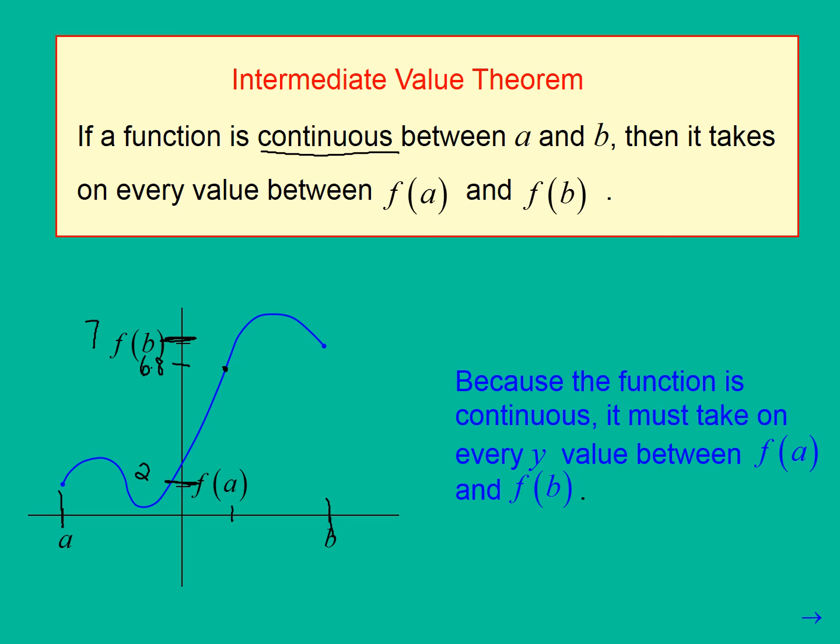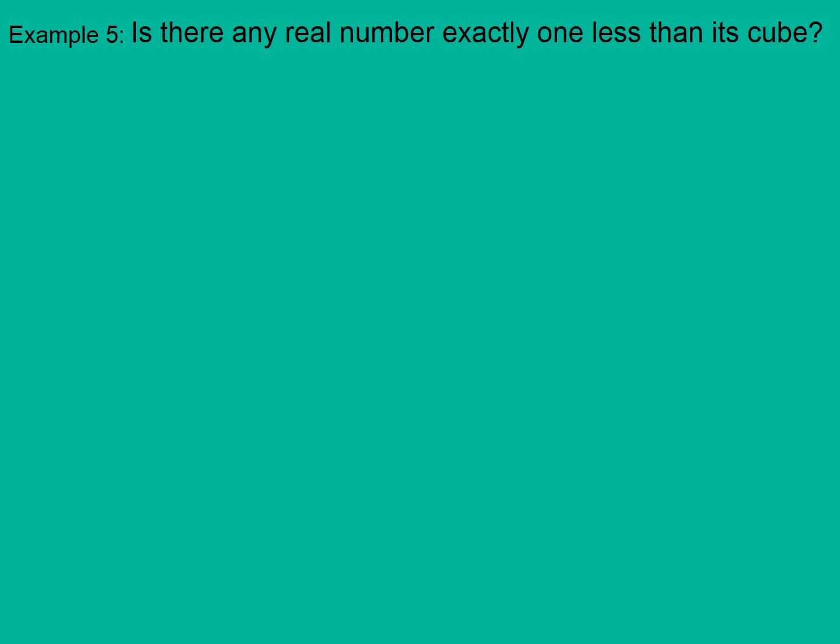I could find a value of x if I want to show that this is going through 6.8. I could find a value of x that I could plug into the function that would give me 6.8. It must take on every value from 2 to 7 on the interval a to b.